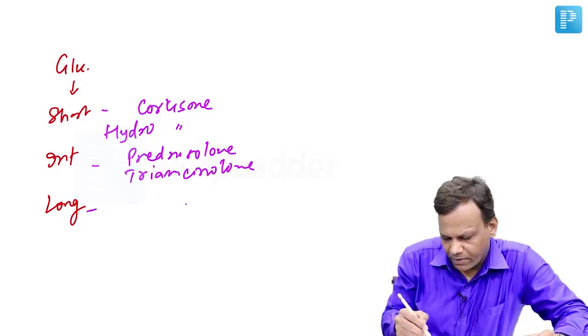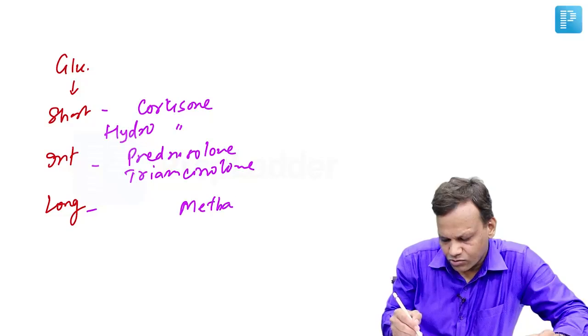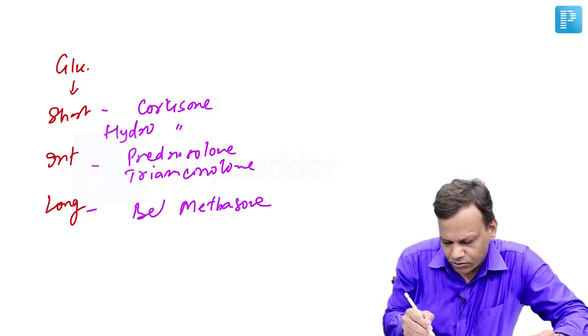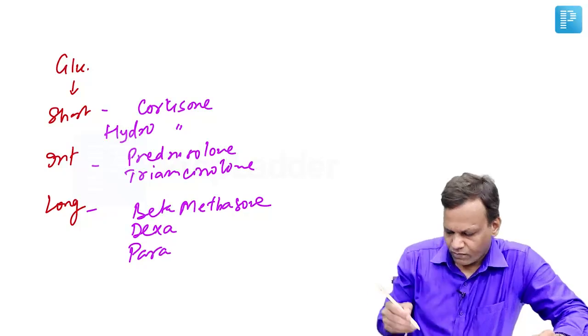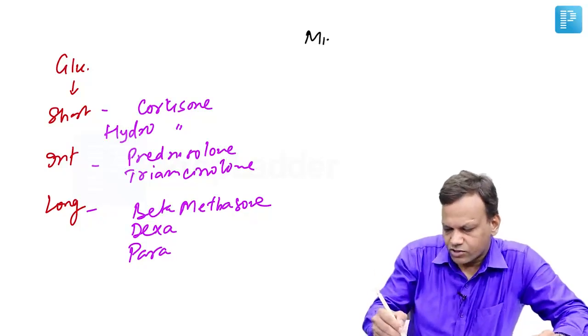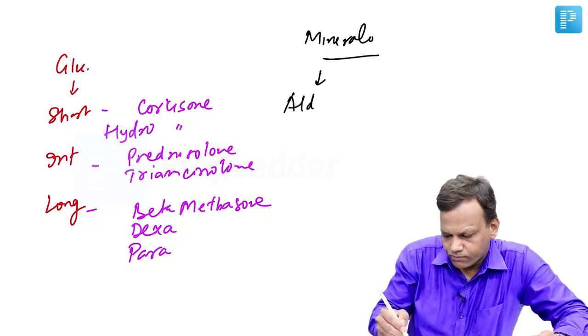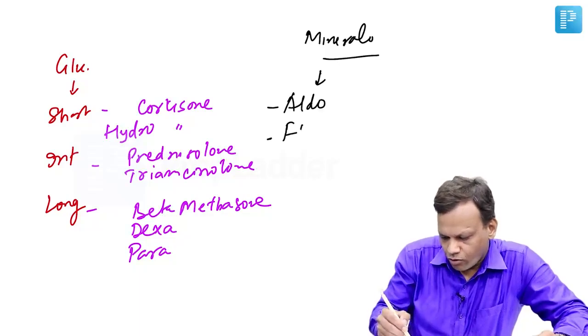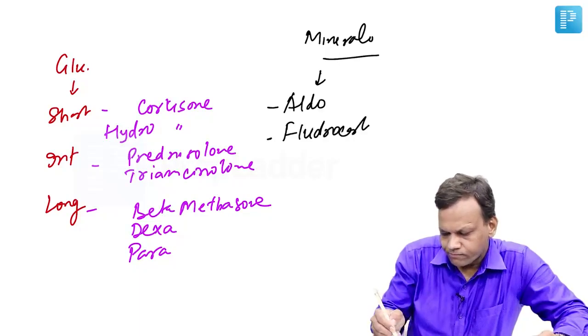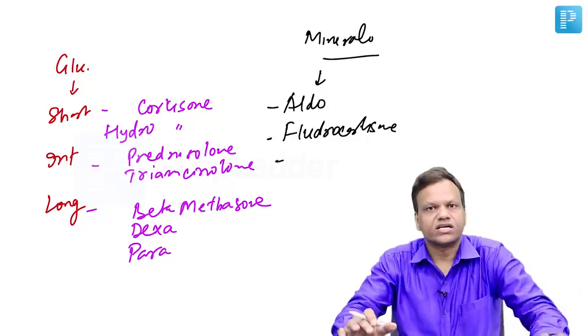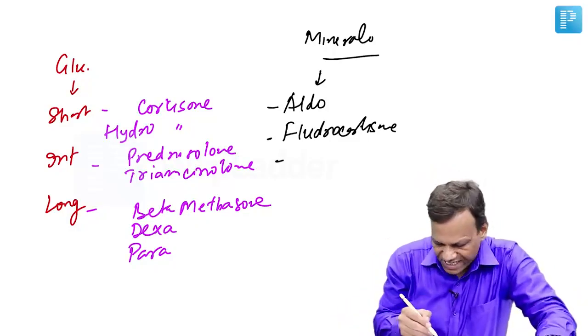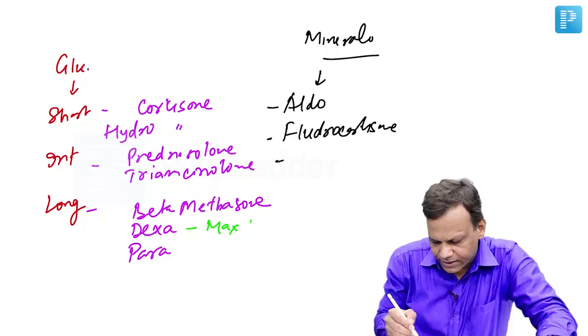And long acting, their name ends with methasone, like betamethasone, dexamethasone, paramethasone. Whereas mineralocorticoids, which cause retention of sodium and water, include aldosterone, fludrocortisone. The important MCQs which are asked from these drugs: drug with maximum glucocorticoid activity is dexamethasone.